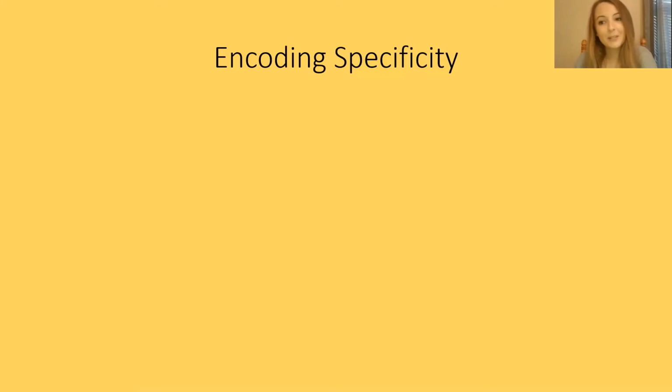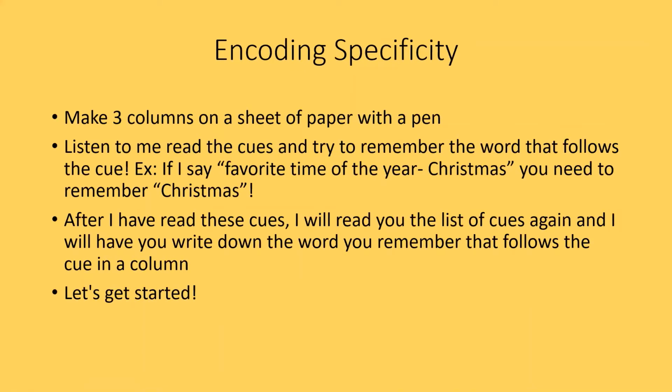This next demonstration I'm about to show you is of encoding specificity. So for this next demonstration, I used it on my friend Emily to show you how it's supposed to work when you use it with a friend. So for you to follow along with me, I would like for you to grab a piece of paper with a pen. And when you have that, go ahead and make 3 columns, a column 1, a column 2, and a column 3, so you can write some things down later.